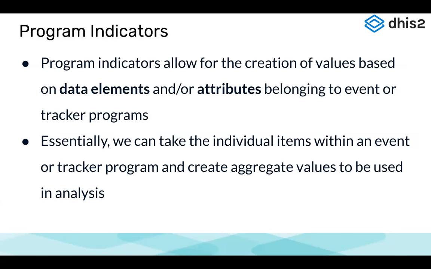So just conceptually, what exactly is a program indicator and why are we discussing it here? Program indicators essentially allow for the creation of values based on data elements or attributes belonging to events or tracker programs. And so what this means is that you can actually take the individual data items within an event or tracker program and then create some type of aggregate value that can be used in analysis. And this can be done at the district or facility level, if you're going to be aggregating up a monthly or annual count. Or you could also create a value to summarize an individual enrollment or profile. And we'll be getting a bit into examples of all of these, for aggregating up your organization unit hierarchy or calculating a value for the individual client, through program indicators.